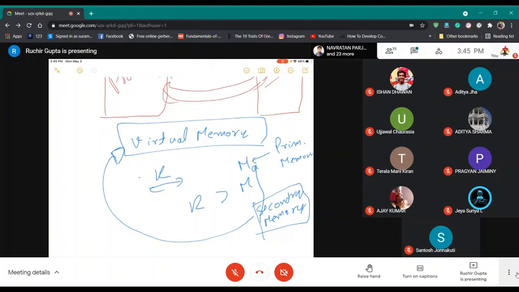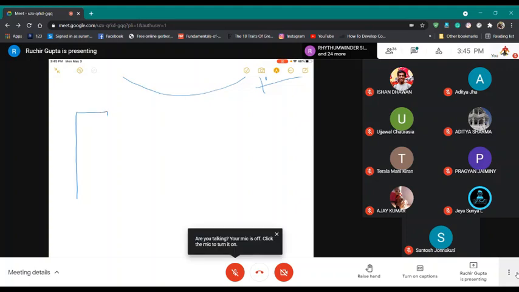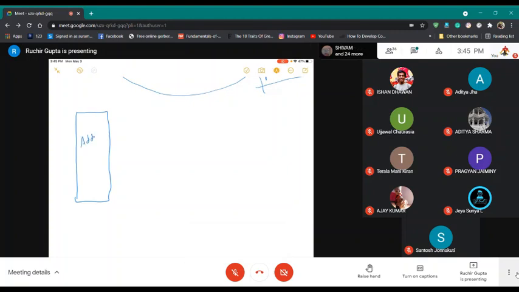Now, we'll see about the memory organization a bit, and then we'll move on to cache and virtual memory later. So, I am just drawing a figure. This is an example of a small memory unit. This is my address decoder. And then there are memory cells all over. So these are my memory cells.